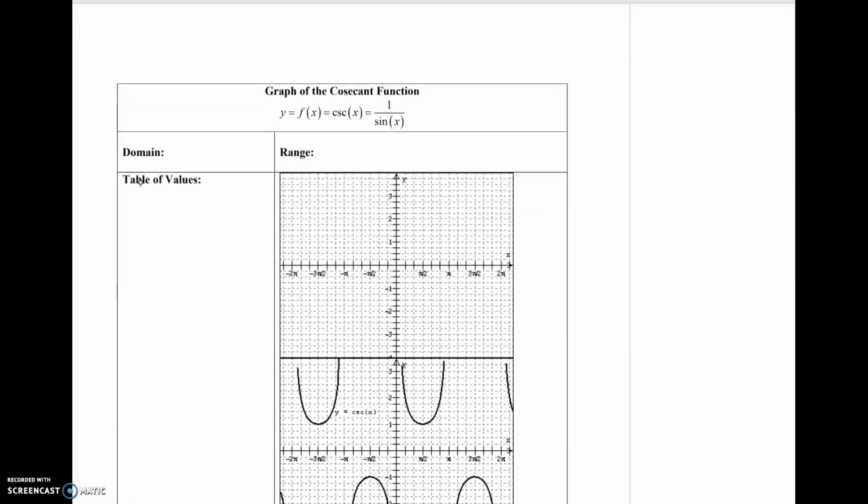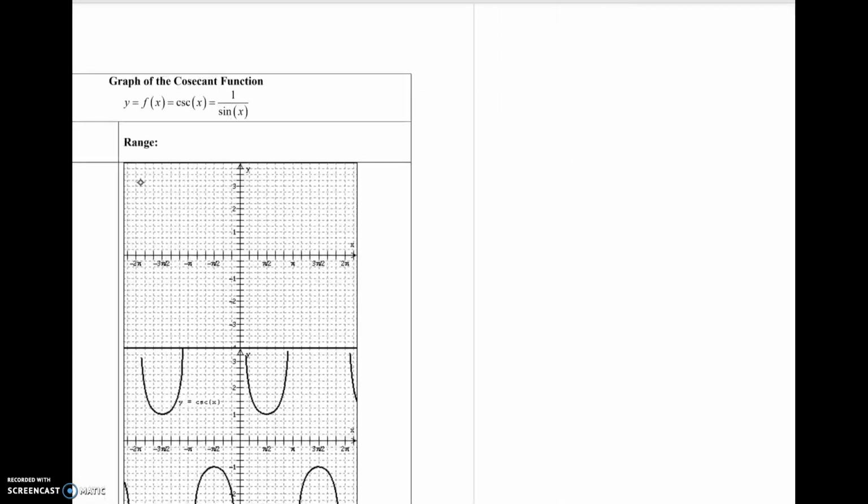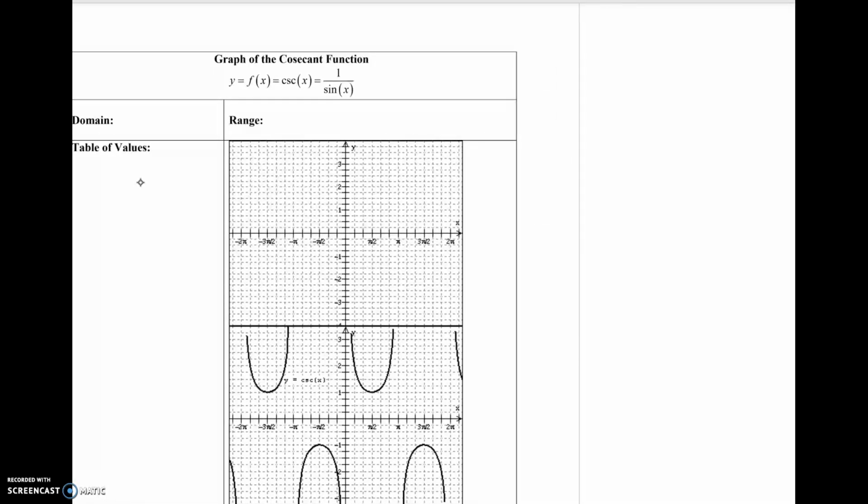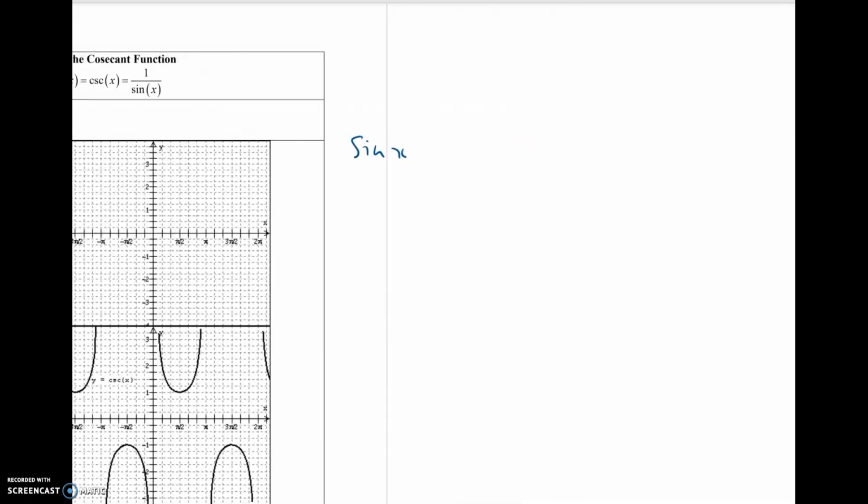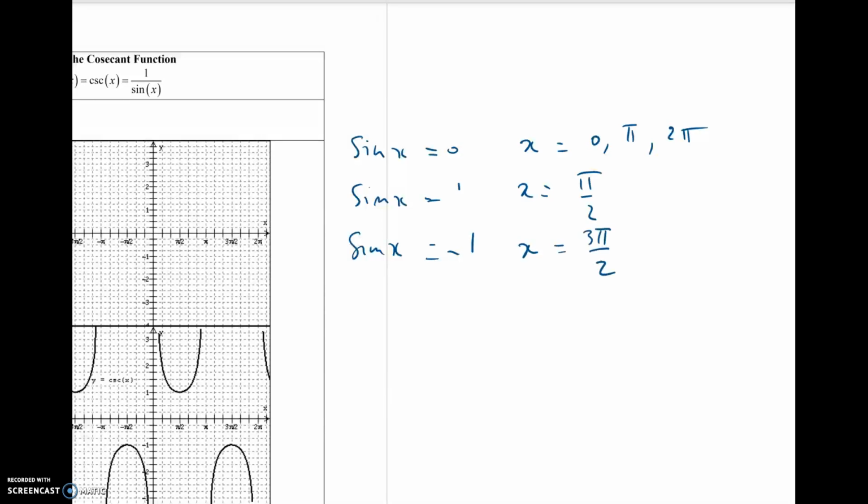Now, it's the same idea for sine x and cosecant. So what I want to do is first graph sine x. Sine x will be equal to 0 when the value of x is equal to 0, pi, or 2 pi. And sine x will be equal to 1 for x equal pi over 2. And sine of the angle x will be equal to -1 when the angle is equal to 3 pi over 2.